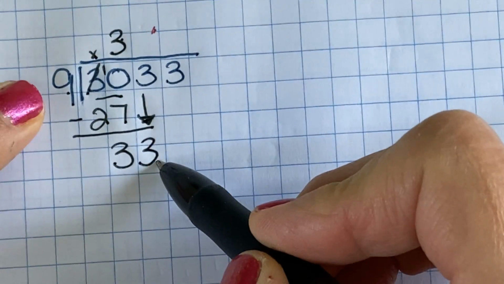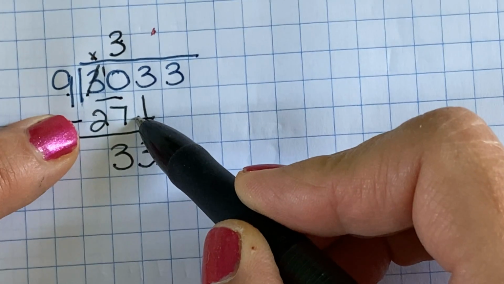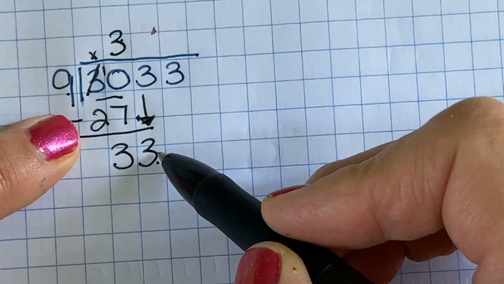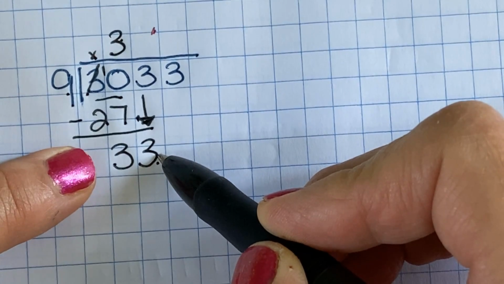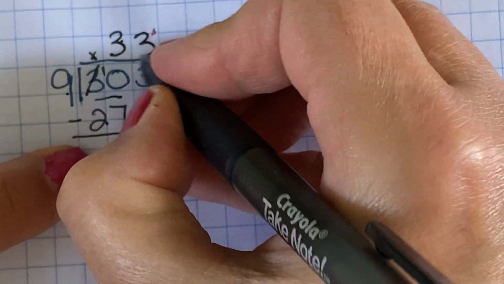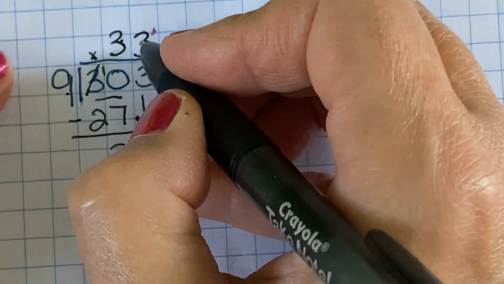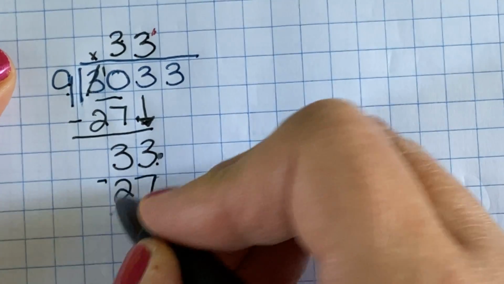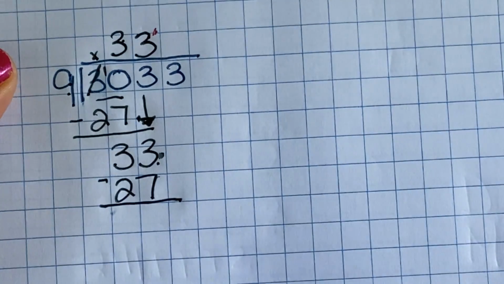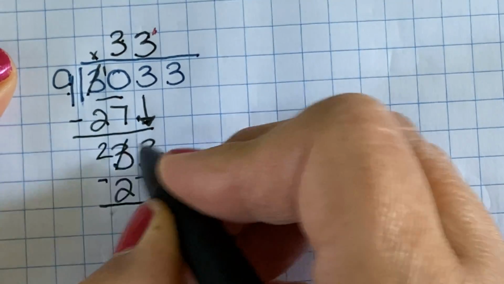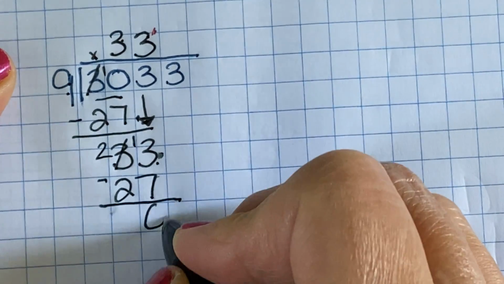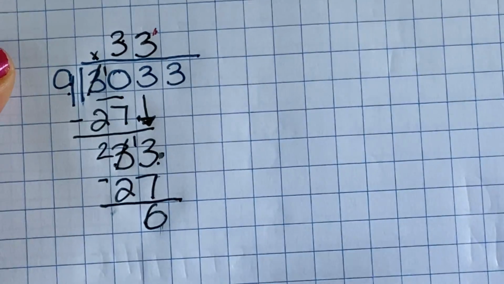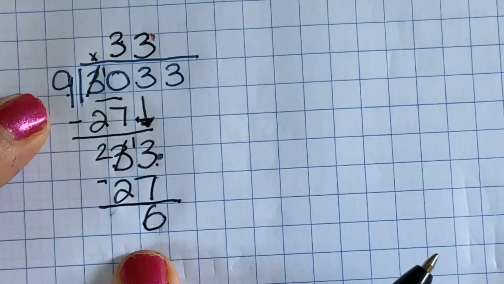9 goes into 33. Well, I know 9 times 3 was 27. I know 9 times 4 is 36. 36 would be too many, so I got to go with 3 again. Then I'm going to multiply. 3 times 9 is 27. Subtract. I'm going to borrow. 13 minus 7 is 6. See how I'm lining everything up? You have to do that. All right, my check step, 6 is less than 9. Yay, we did it right.